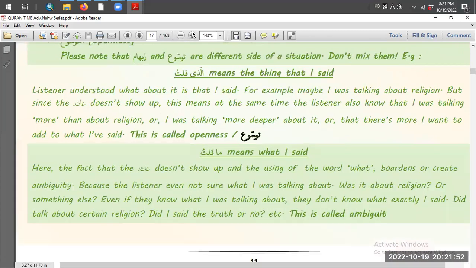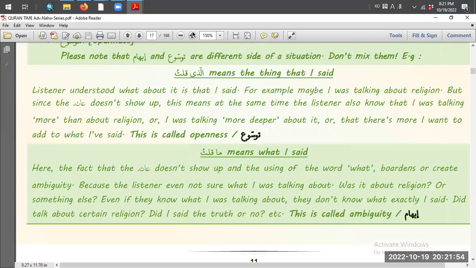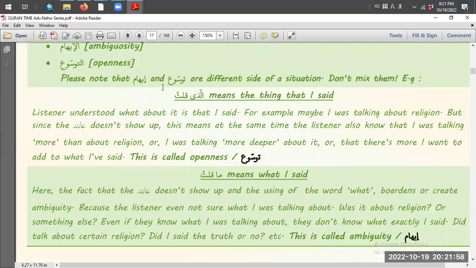Let's read. Alladhi qultu-hu. Sorry, this should be "hu" here. When I said alladhi qultu-hu, that means the thing that I said.